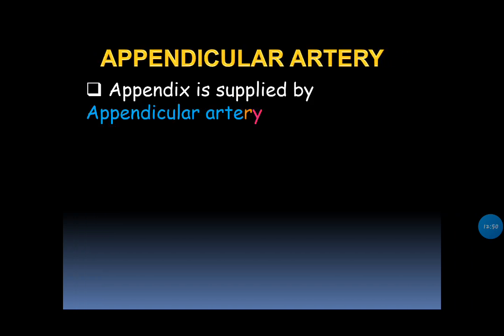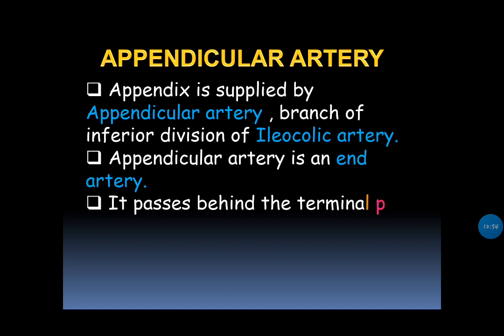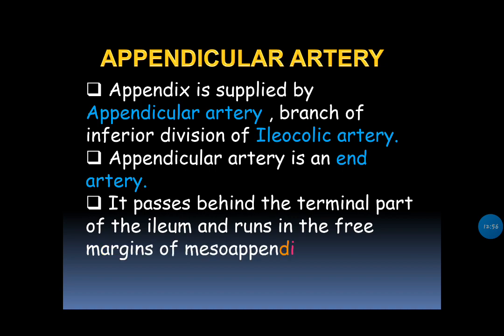So about the appendicular artery. The appendix is supplied by the appendicular artery, which is the branch of the inferior division of the ileocolic artery. The appendicular artery is an end artery. It passes behind the terminal part of the ileum and it runs in the free margin of the mesoappendix to reach the tip of the appendix. So this is the arterial supply.